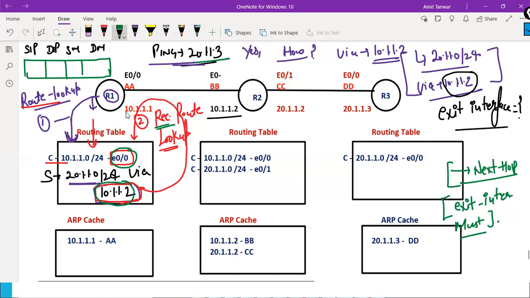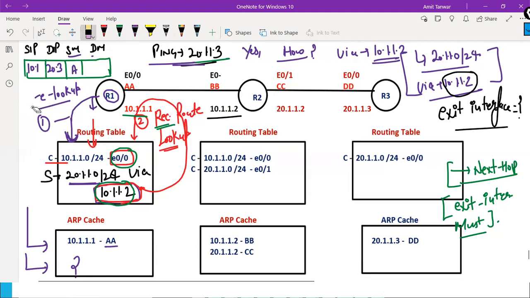So now what happened? What is the source IP? That is 10.1.1.1. The destination is 20.1.1.3. And what's the source MAC? For the source MAC, it will check its ARP cache. Do we have any entry? Yes. And what's the destination MAC? Let me check my ARP cache. The destination MAC is not there. The destination MAC is missing here.